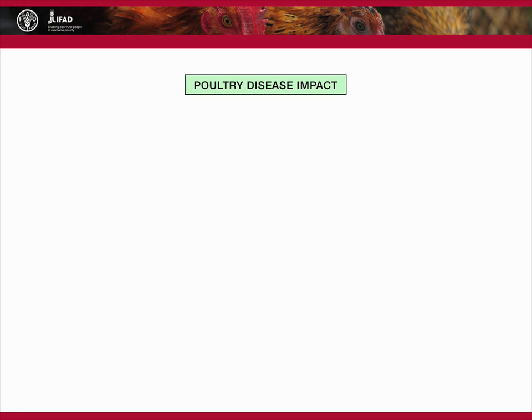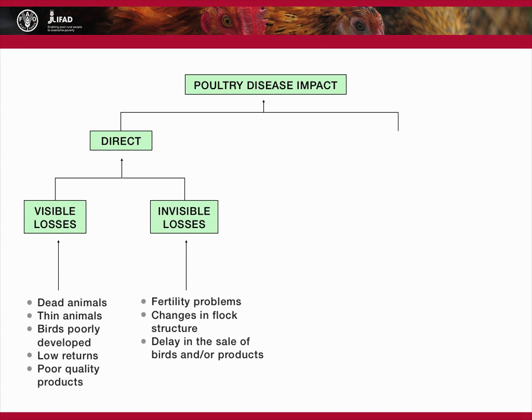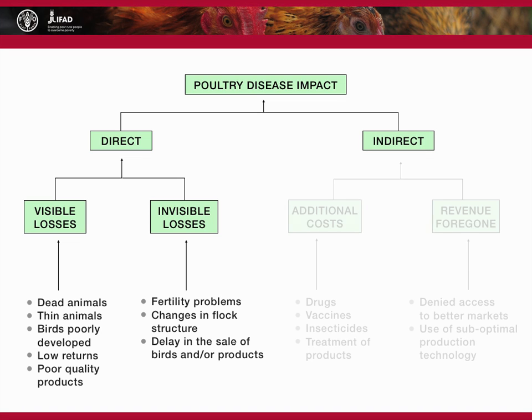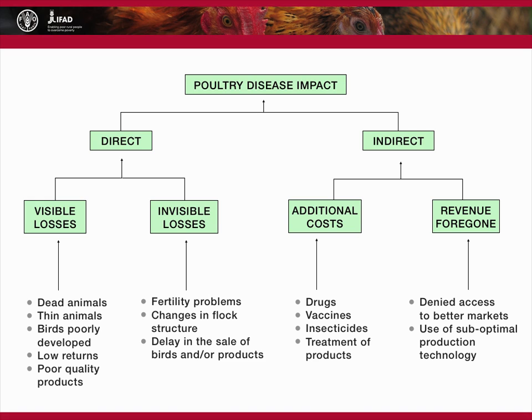An important aspect of looking at disease in a poultry system is to assess the overall impact. This is made up of 2 main components. Direct losses relate to the loss of animals, the reduced quality of animals, and changes in flock structure due to fertility problems. They can also include impacts on human health if the disease affects humans. Indirect losses relate to the additional costs of surveillance, control, and prevention, as well as the loss of revenue through denied access to markets or the suboptimal use of technologies.